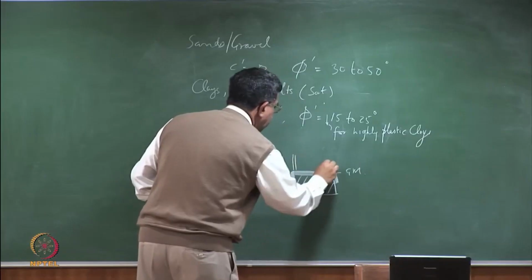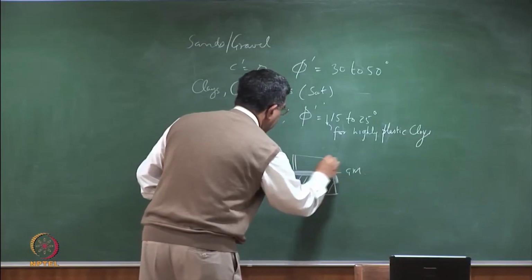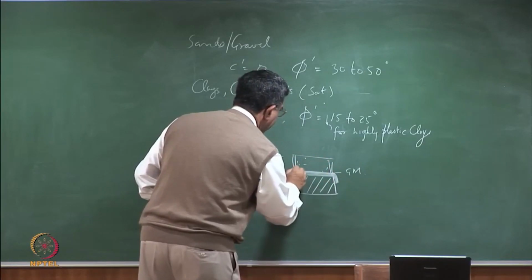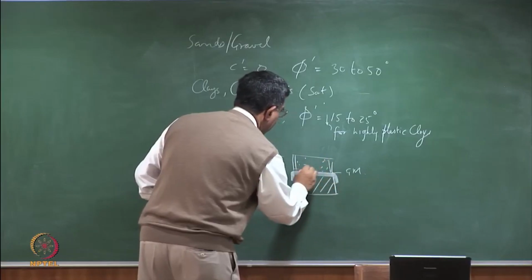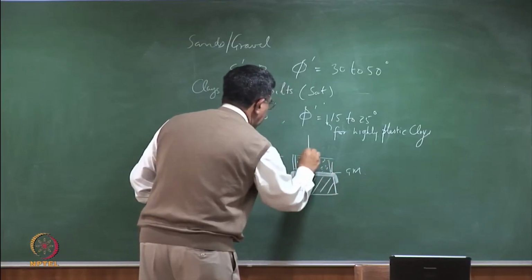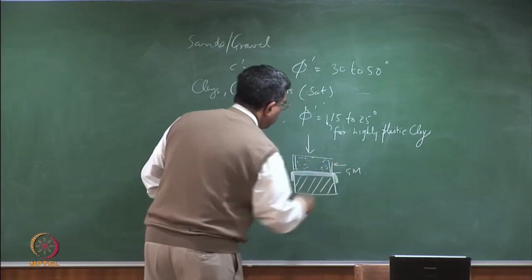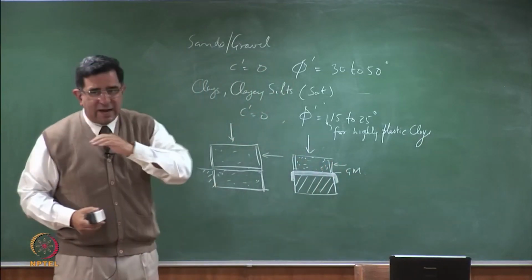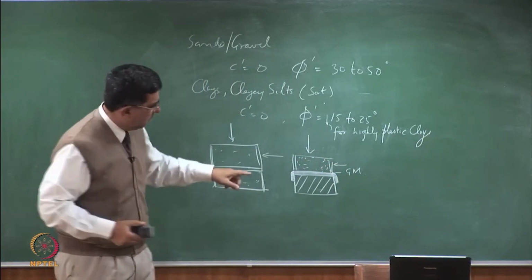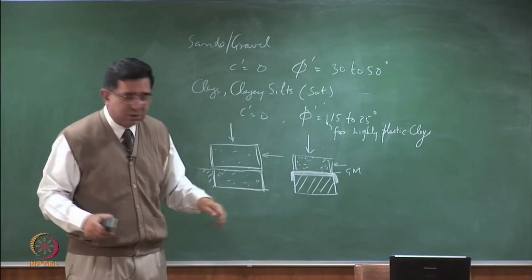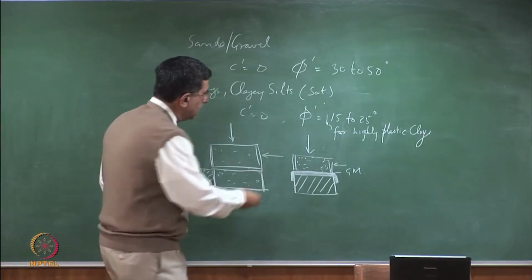Then I put the top box on it and fill it up with sand. I apply the normal load and I move this, so I can shear the sand over the geomembrane. This geomembrane would have to be clamped or fixed to this rigid block. This will not move.